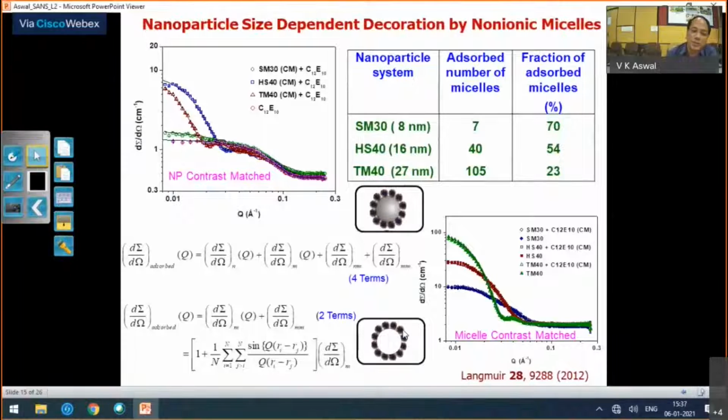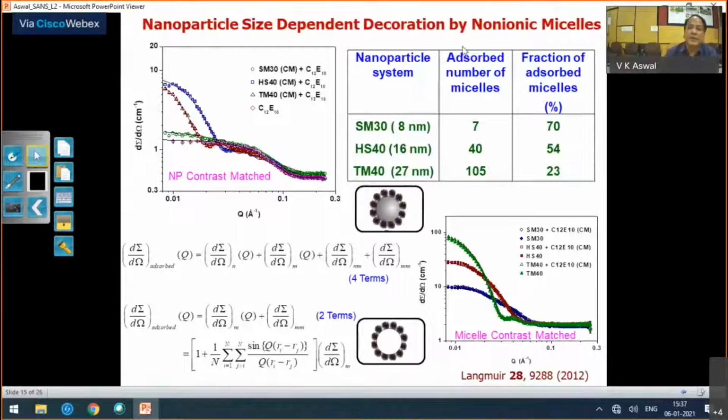And that is very useful because now what you are only seeing is micelles. And if from the pure solution you already know the size of these, what you will get is only the information about the micelles, the size of the micelles and how many of them are adsorbed on the nanoparticles.